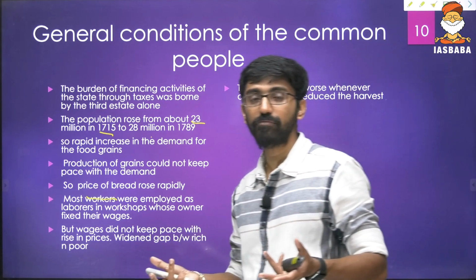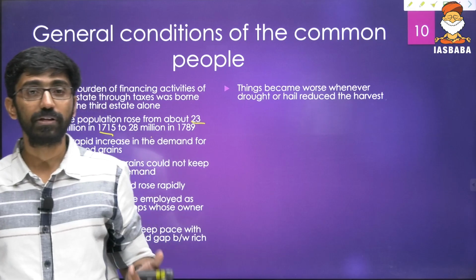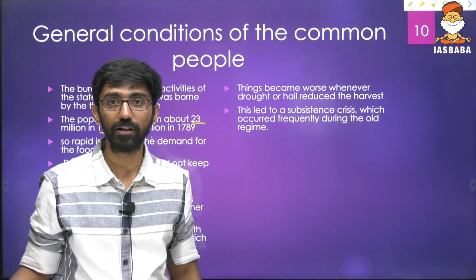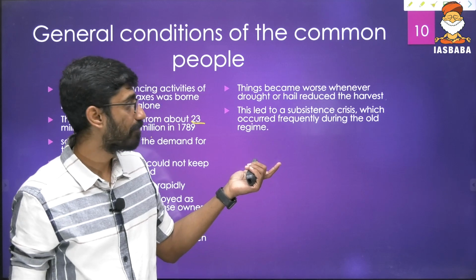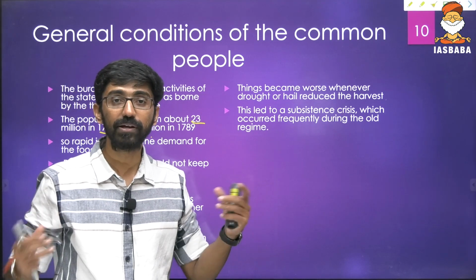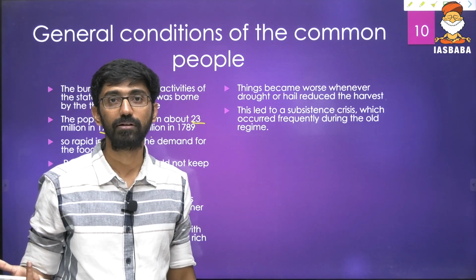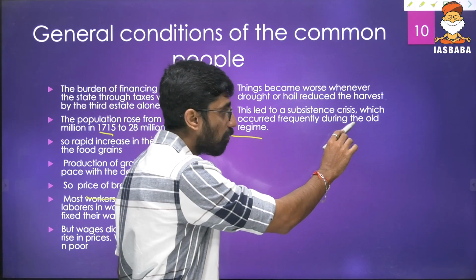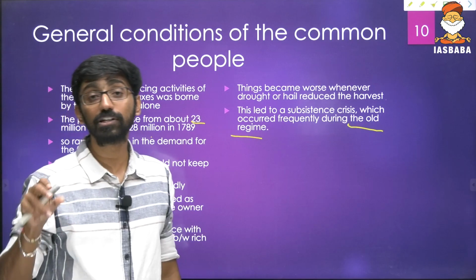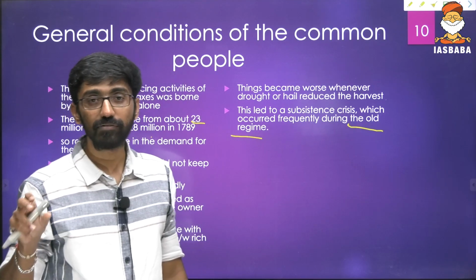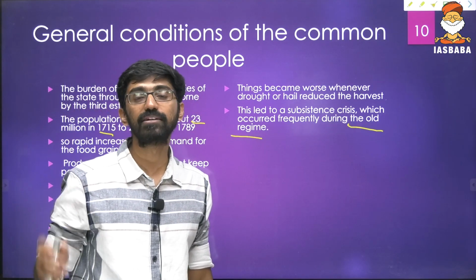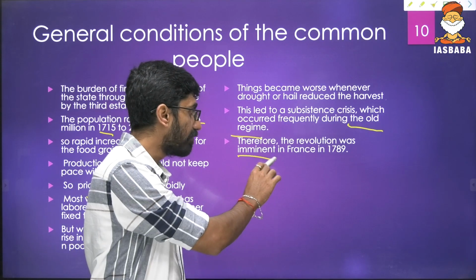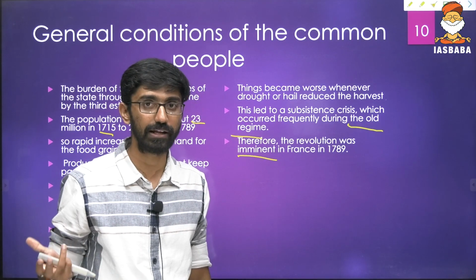Even when floods happen, when droughts happen, the situation would become worse and worse. But there were no tax exemptions at all, and that led to a crisis, a subsistence crisis, we can say. The basic food was also not available, and that was the nature of this old regime. The people wanted to change this old regime. That old regime was filled with desperation, and with, we can say, discrimination. And that is the reason revolution was inevitable or imminent in France in 1789.